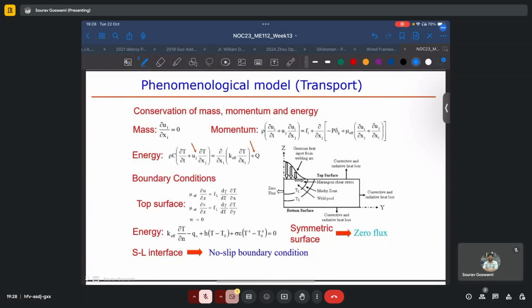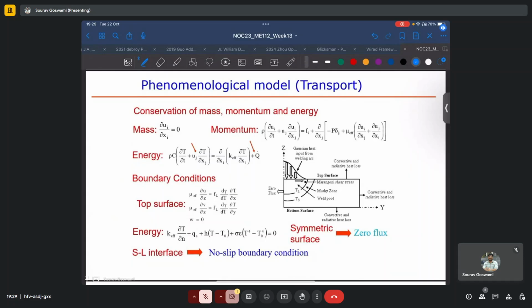However, a more faithful model would be a phenomenological model incorporating transport. So now we are not just solving for the heat transfer, we are also solving for the species transfer. And in this case, the other equations will also come into the picture, those being equations concerning the conservation of mass, momentum, and energy. For mass, it's just dou ui dou xi equals 0. The momentum equation is rho dou ui dou t plus uj dou ui dou xj equals fi plus dou xj minus p delta ij, delta ij being the canonical delta, plus mu effective dou ui dou xj plus dou uj dou xi.